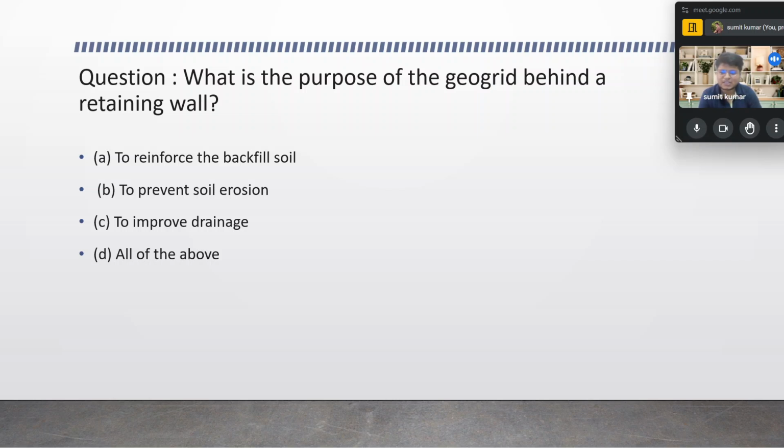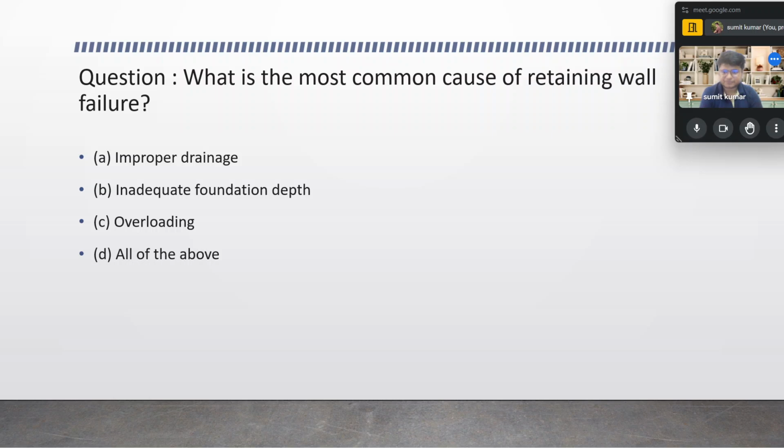As you understood, the answer is option D, because it fulfills all the aspects, because the geogrid also acts as a reinforcement to the backfill. It also prevents the erosion and improves the drainage facility. So option D is the correct answer.